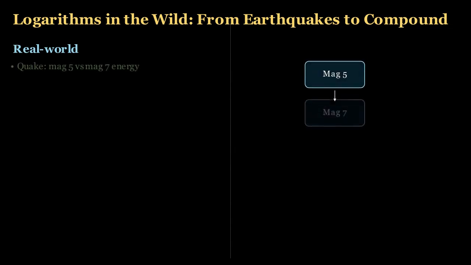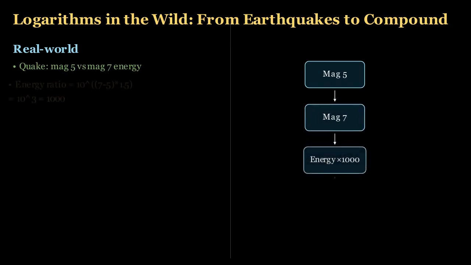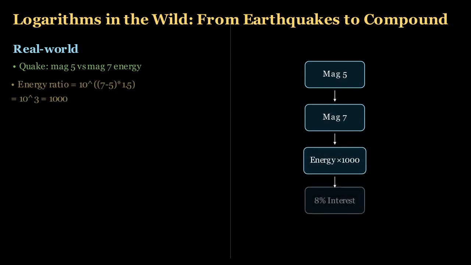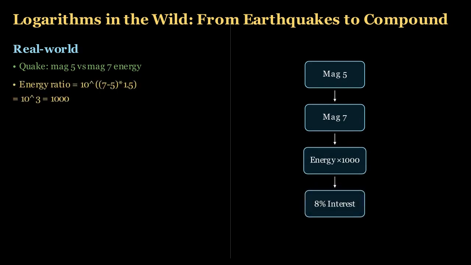Second, your bank offers an 8% annual interest rate. How long until your savings double? Using the rule of 72, just divide 72 by 8, giving 9 years.